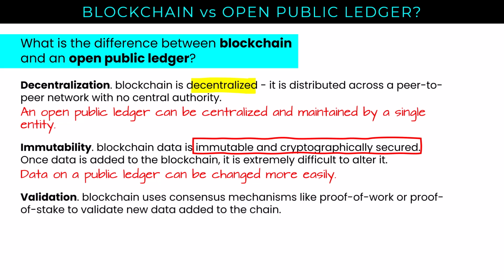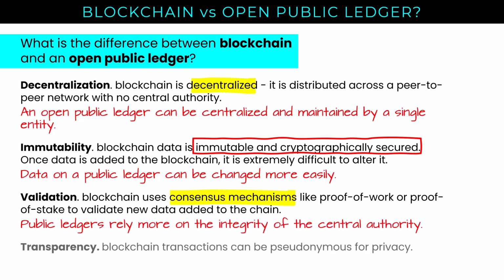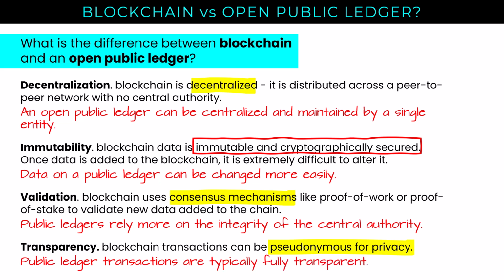Blockchain uses consensus mechanisms like proof of work or proof of stake to validate new data added to the chain. Public ledgers rely on the integrity of the central authority. And finally, transparency. Blockchain transactions can be pseudonymous for privacy, meaning written under a false name or a pseudonym. Public ledger transactions are typically fully transparent.